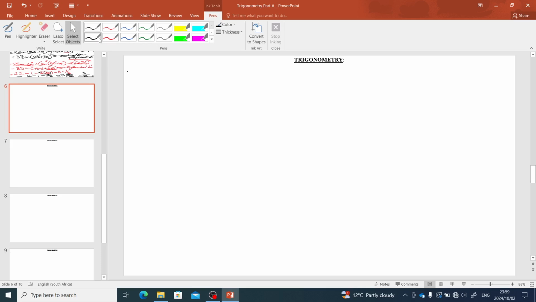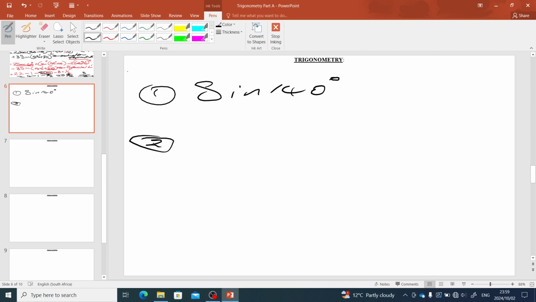or rather applying everything that we did in solving trigonometrical problems, or simplifying or calculating without the use of a calculator. While we are at it, please do this one for me. Sine 140 degrees. This is for your own practice. Just practice with this. Sec 265 degrees.